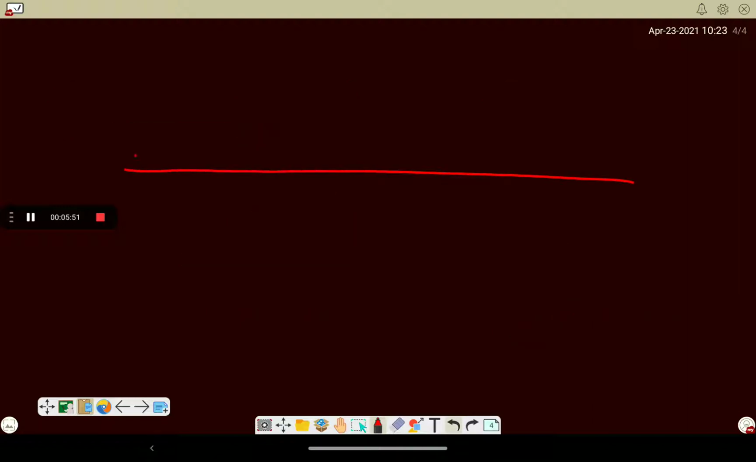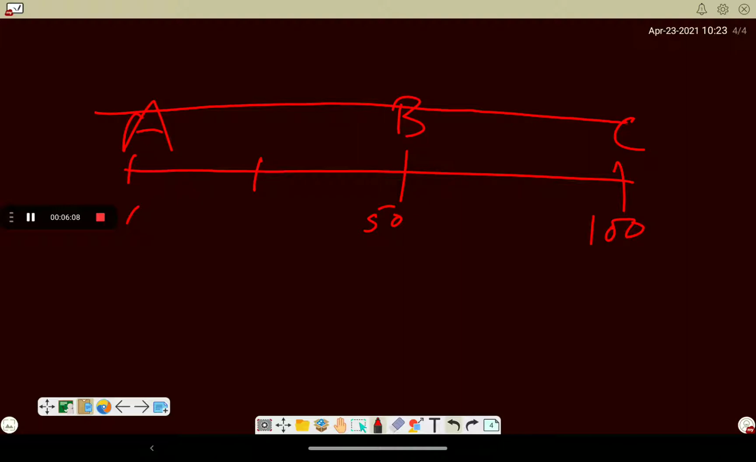Now suppose you have points A, B and C, and this is suppose 1 to 50 and this is 100. Okay students, suppose you have traveled from A to C and then again back, and you have somewhere here D. Suppose let's say it's 20. Now my question is, what is the displacement?